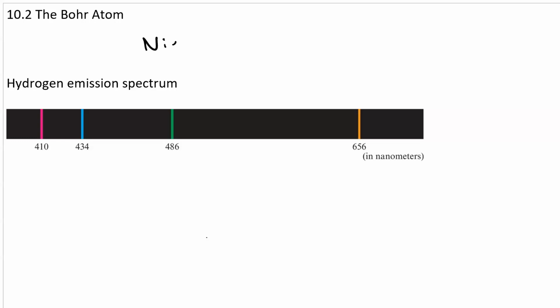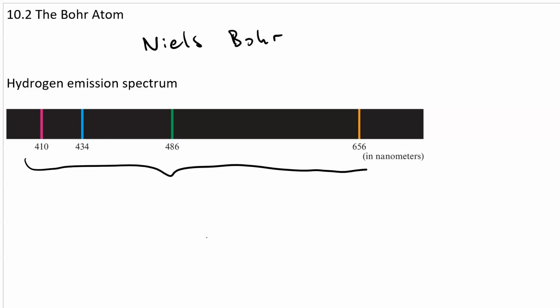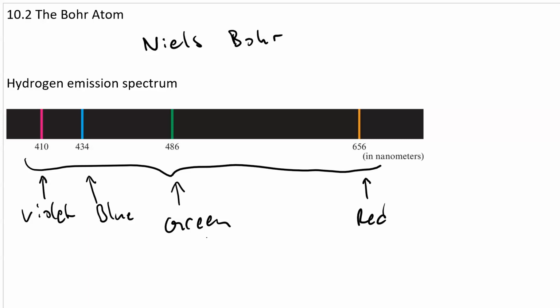Niels Bohr decided to try and explain the hydrogen emission spectrum. Specifically, when you use electricity to excite hydrogen, you only see 4 emissions in the visible region. There's the violet one at 410 nanometers, blue at 434, green at 486, and red at 656, but nothing in between.